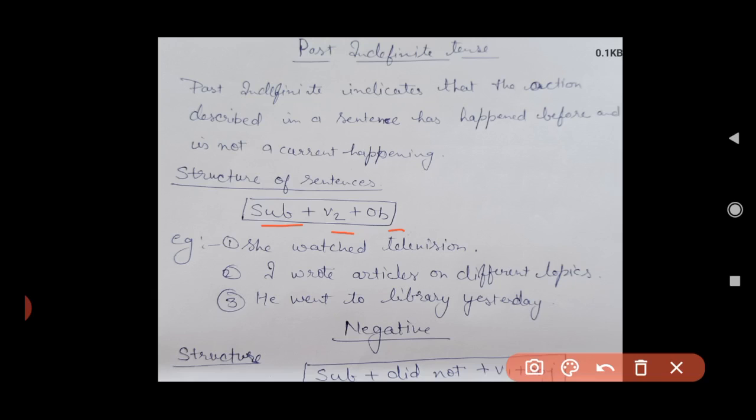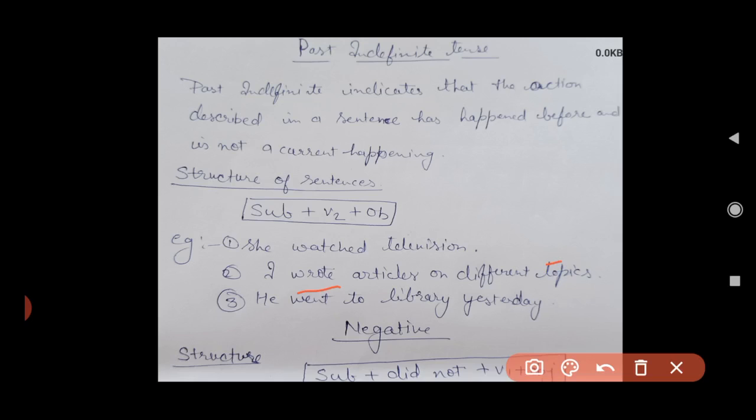Okay, and the second sentence: I wrote articles on different topics. I wrote article means I, he, she. We may use any pronoun here. Okay, I wrote. Wrote is the second form of write, and we have used wrote here to show the past indefinite tense. I wrote articles on different topics.